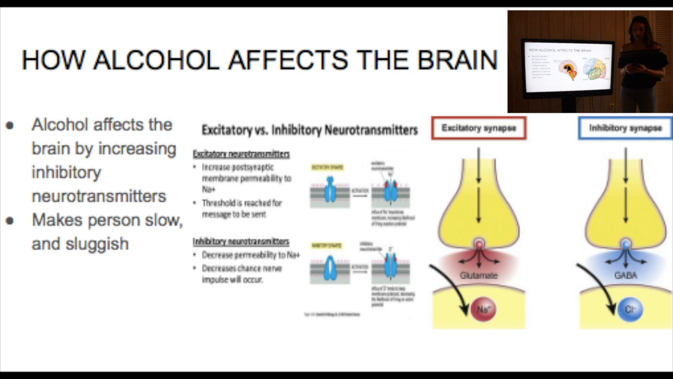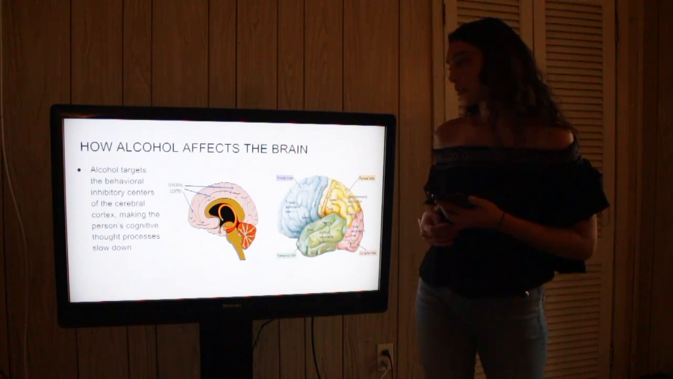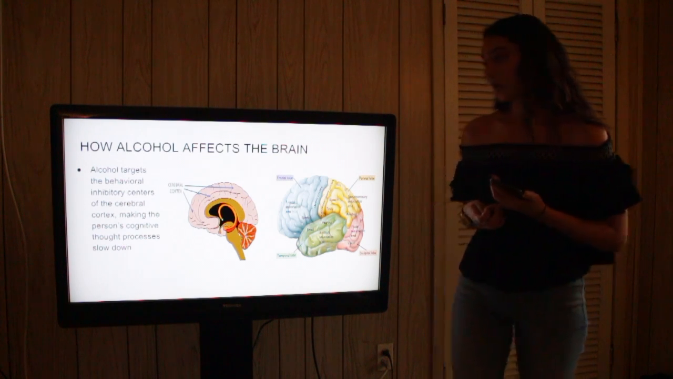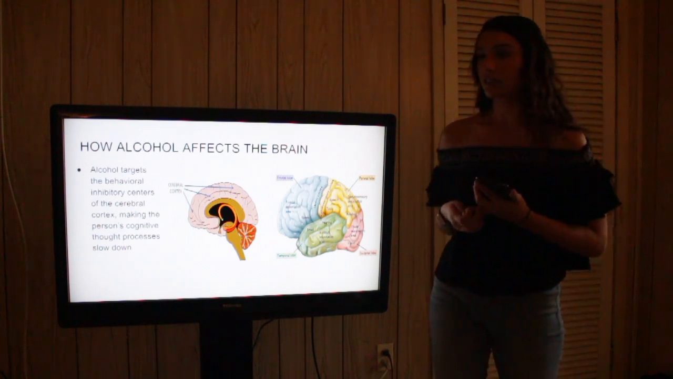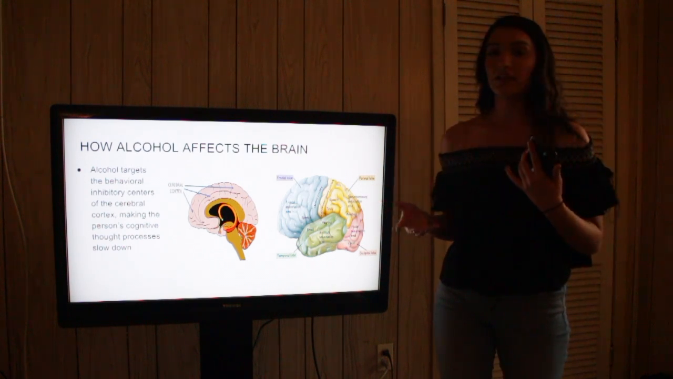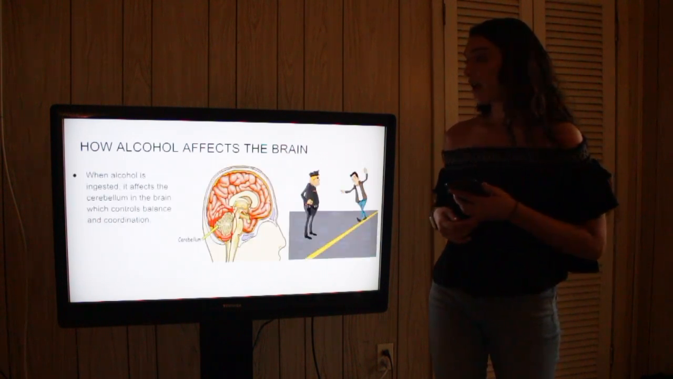When a person ingests alcohol, we also have to take a look at the cerebral cortex. It targets the behavioral inhibitory centers of the cerebral cortex, making the person's cognitive and thought processes slow down. So their regular thinking gets slowed down and they start thinking that they can do things that they usually wouldn't tend to do.